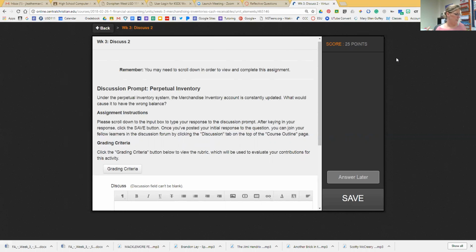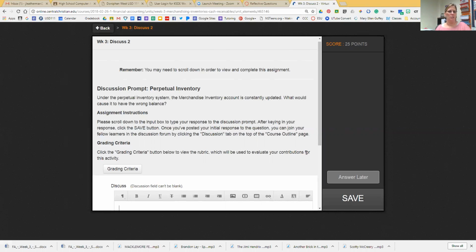It gives you examples. It gives you the journal entries. It gives you the summary. It also gives you a stop and apply about perpetual inventory. But with this, you're going to look at merchandise inventory accounts and what would cause that to have the wrong balance. Guess what, guys? Page 256. In the perpetual inventory system section, it talks about sales of merchandise. Okay? So look at page 254 through 257-ish, it looks like. Yep, 257. Okay, for your discussion.